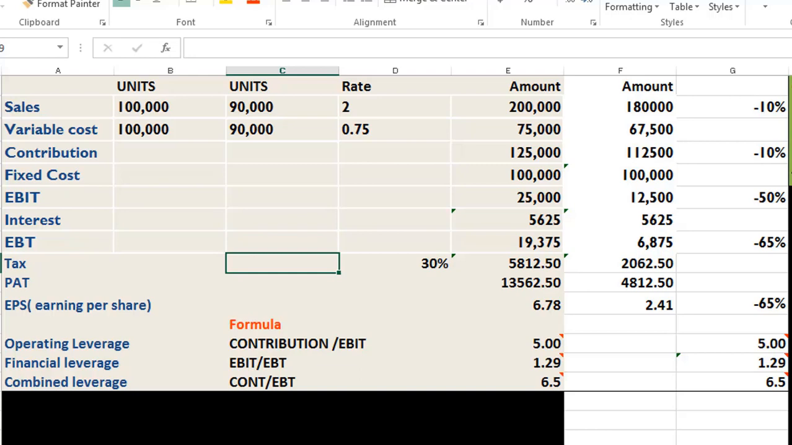And if we go further down, we see that even the PAT or the earning per share has also gone down by 65%. Since the combined leverage is 6.5, the sales go down by 10%, that means the bottom line will go down by 65%. So that is the negative side of the leverage. Both operating leverage as well as financial leverage have led the company to suffer a loss of 65% on account of just a 10% decline in sales.